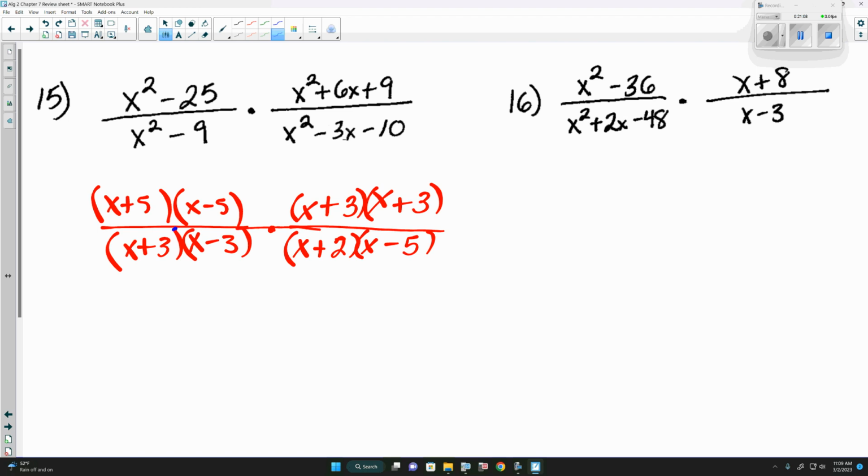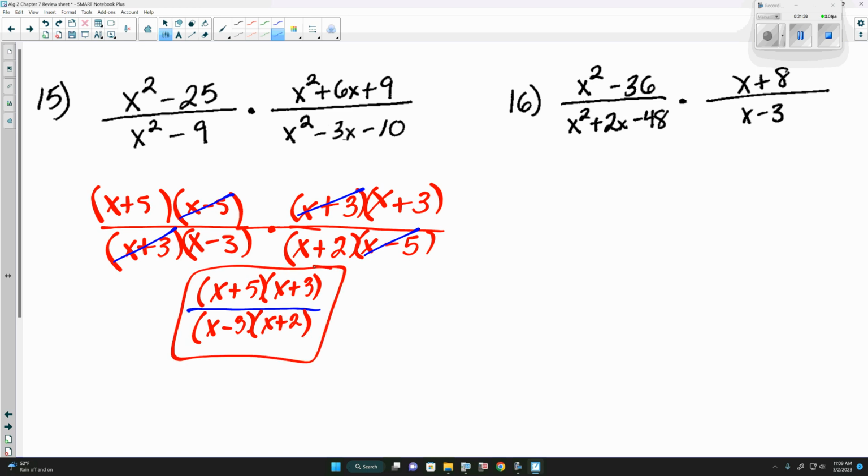And we did say we had an x plus 3 in common on top and bottom. We also have x minus 5. So what that leaves us with is x plus 5 times x plus 3 over x minus 3 times x plus 2. So here, even though we do have more than one set of parentheses on top and bottom, something did simplify. But that's it.